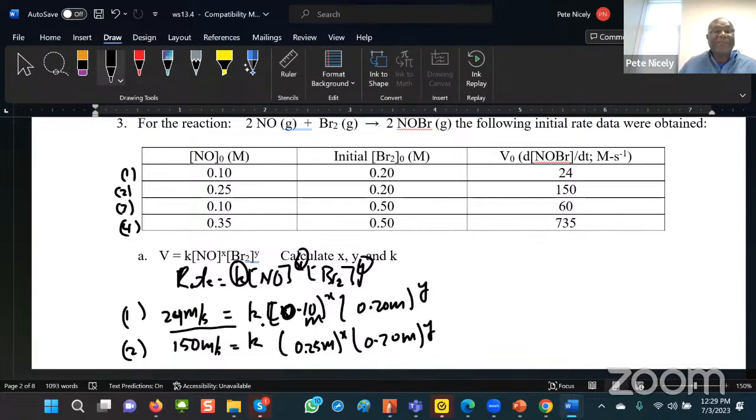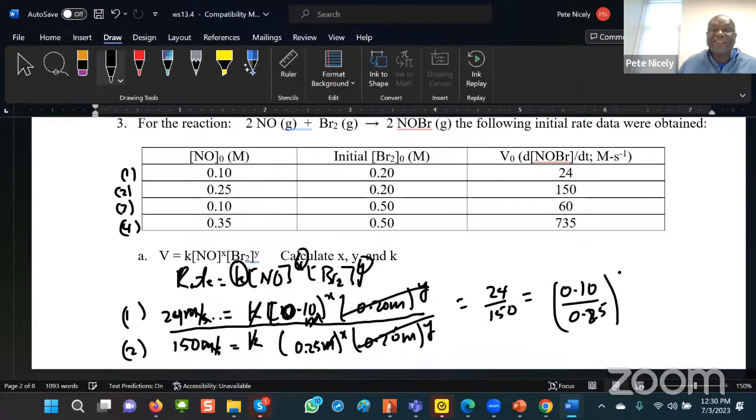And then I divide the top by the bottom. And what do I get? The k's cancel out, these cancel out, the M's cancel out here and here, and the units cancel out here and here. So I'm going to end up with 24 over 150 is equal to 0.10 over 0.25 raised to the x.